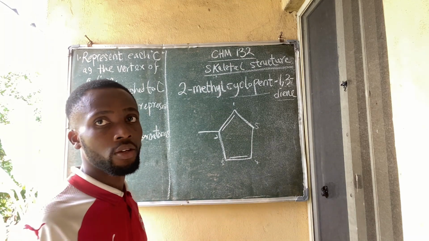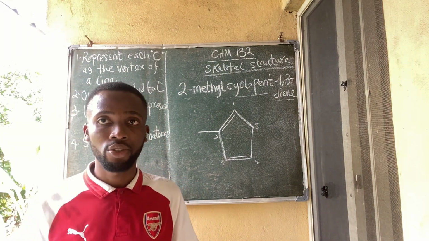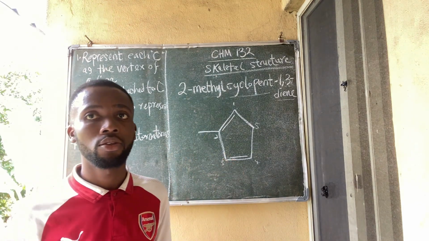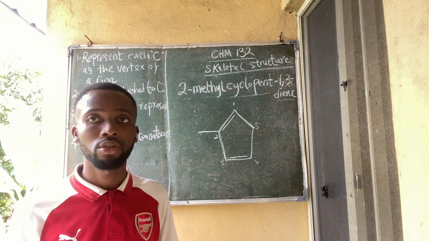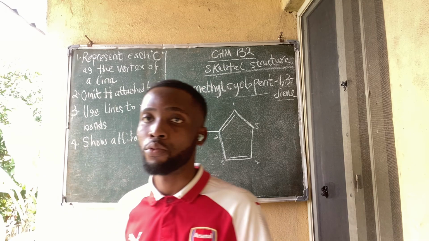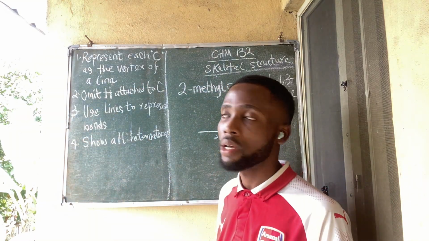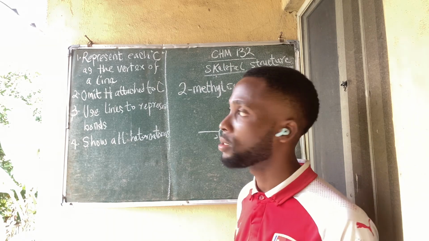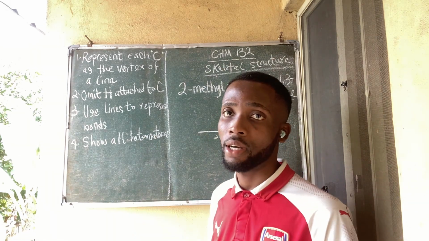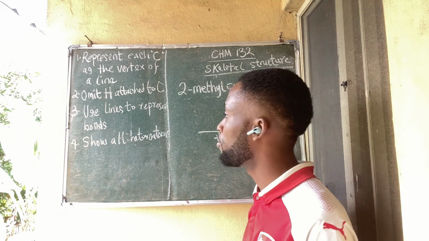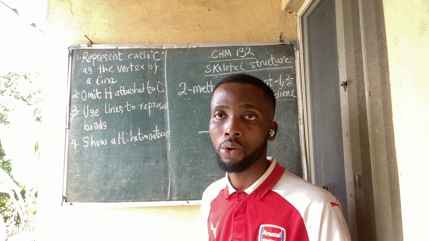So I hope with this at least you have a general overview of the steps it takes to draw skeletal structures. Alright, so just to reiterate, the rules are once again: represent each carbon as the vertex of a line, omit the hydrogens that are attached to the carbons, use lines to represent the various bonds, and show all the heteroatoms.